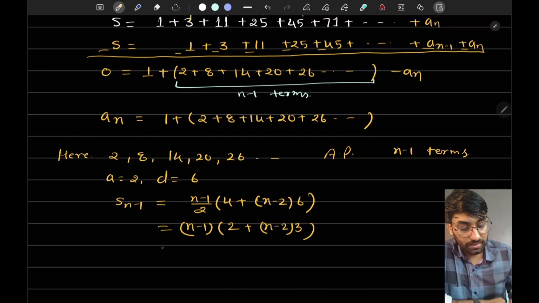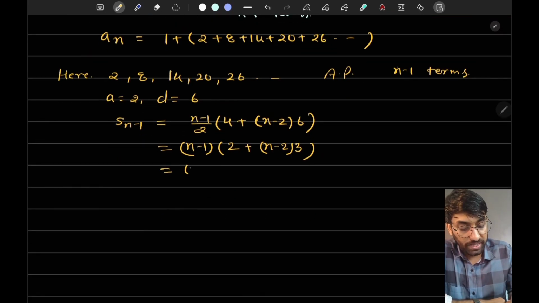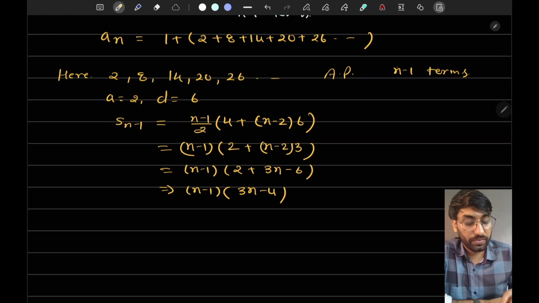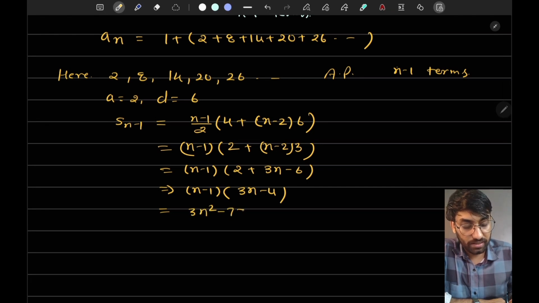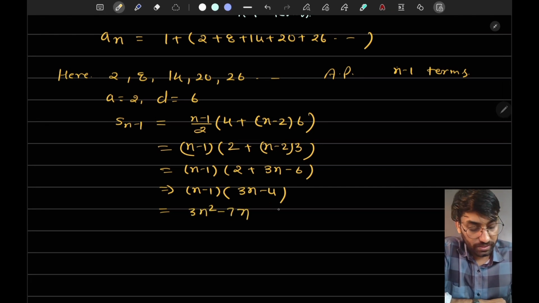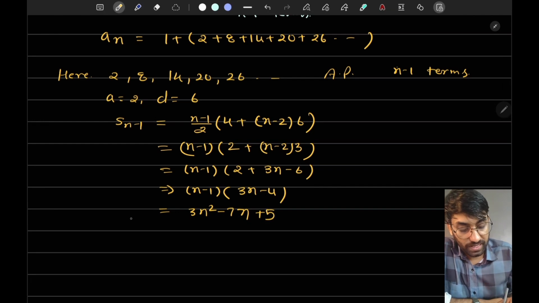So that is nothing but (n minus 1) into (2 plus 3n minus 6). So this becomes (n minus 1) into (3n minus 4). Correct? Till now we have got this. After that we can also multiply here, so I will get 3n square minus 7n plus 4. So this I will get as S_(n minus 1).